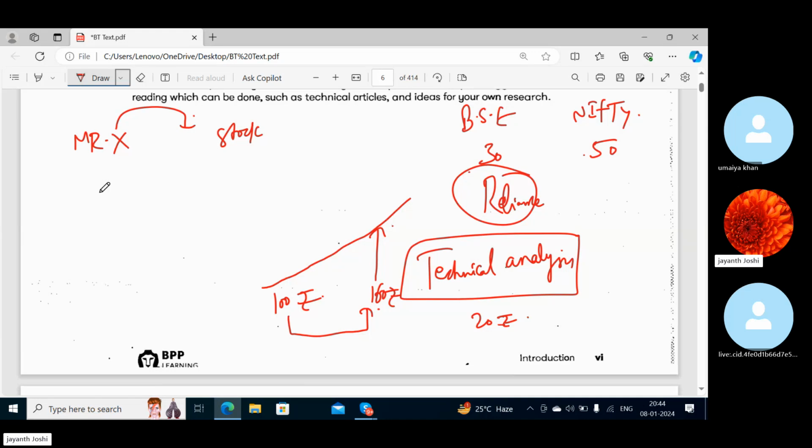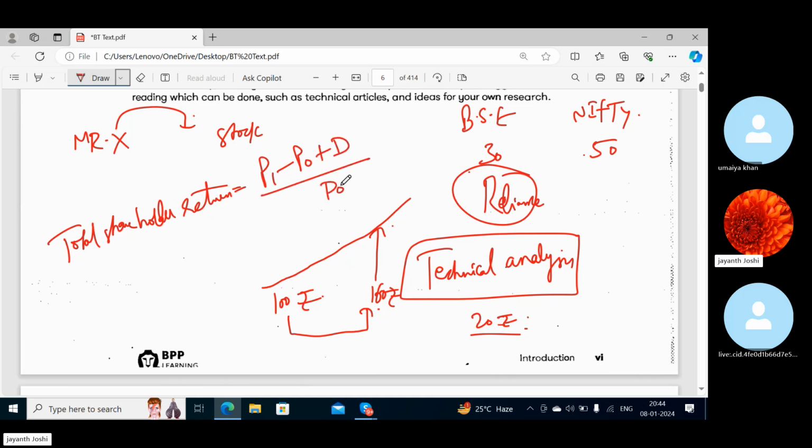So there are two things here. Dividend yield is also there. So total shareholder return. The formula is (P1 minus P naught plus D) by P naught. Instead of understanding the formula, you see the stock has gone to 160 from 100, right? So there is a 60% jump. That is nothing but (P1 minus P naught) by P naught, that is (160 minus 100) by 100. So we can see a 60% jump. That is called capital gain.